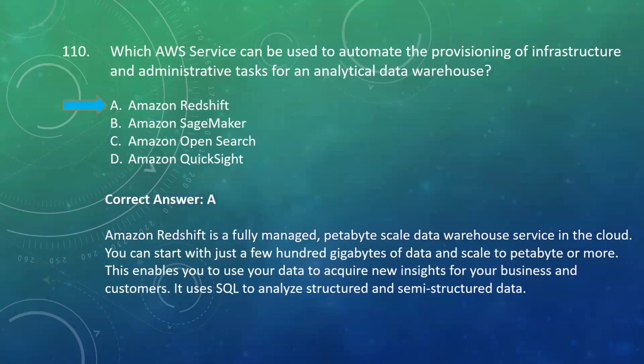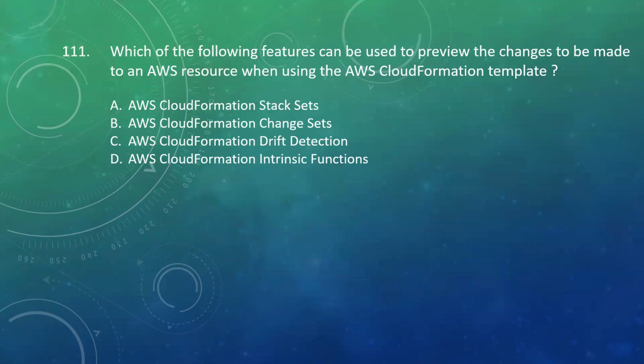Amazon Redshift is a fully managed petabyte scale data warehouse service in the cloud. You can start with just a few hundred gigabytes of data and scale to petabytes or more. This enables you to use your data to acquire new insights for your business and customers. It uses SQL to analyze structured and semi-structured data. Moving on to the next question.